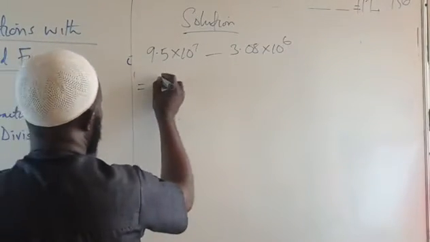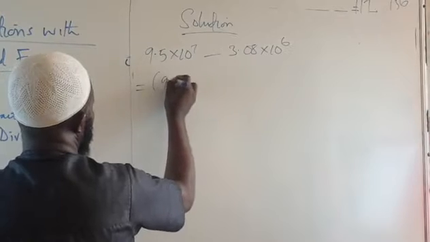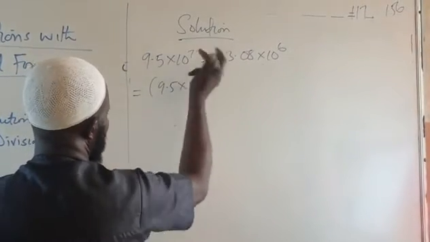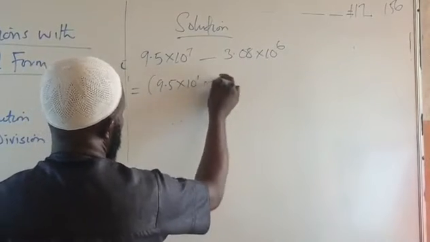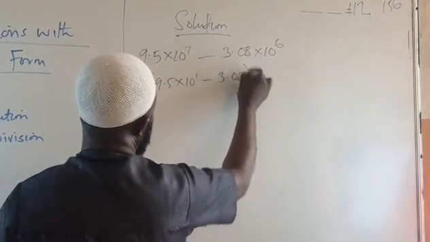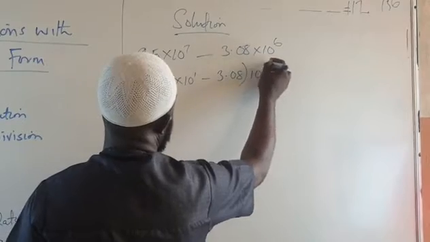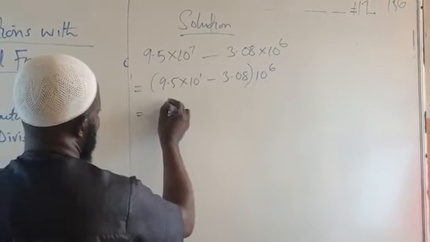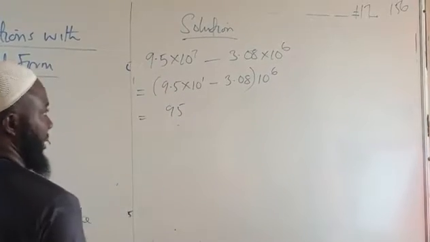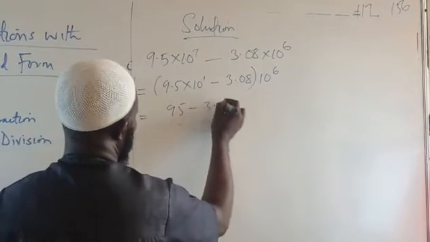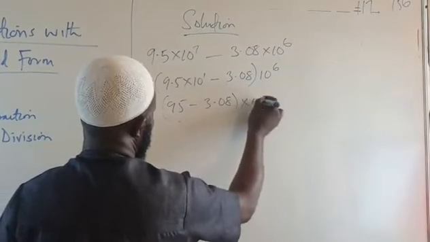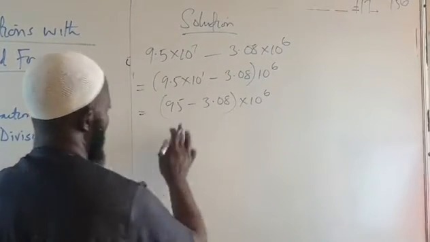So that means we're going to have 9.5 times 10 raised to the power 1 here, when 6 comes as the main one, minus 3.08 times 10 raised to the power 6. So we find this one. This gives us 95, right? Minus 3.08. Everything multiplied by 10 raised to the power 6. So, do the operation of this one.